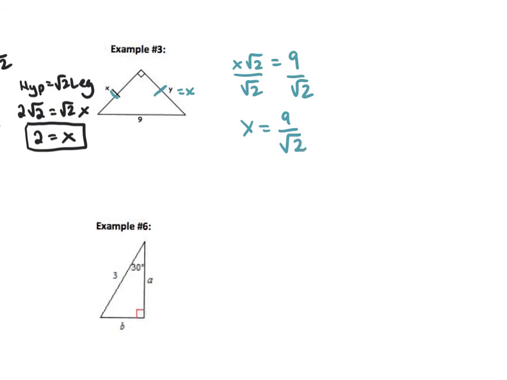Now that is a fine answer, but if you remember from geometry, most times we don't want to keep radicals in our denominator. So what we'll do is multiply the top and bottom by the square root of 2. So 9 times the square root of 2 is 9 root 2, and the square root of 2 times the square root of 2 is 2. This is what we call a rationalized denominator, where there are no radicals on the bottom.